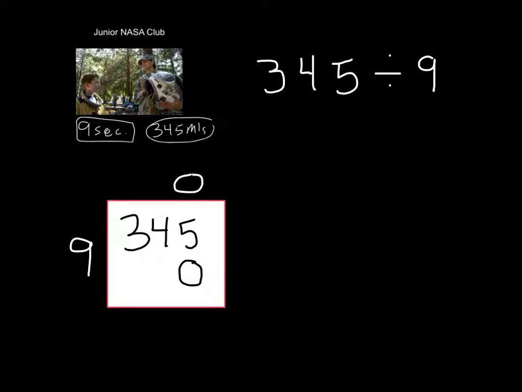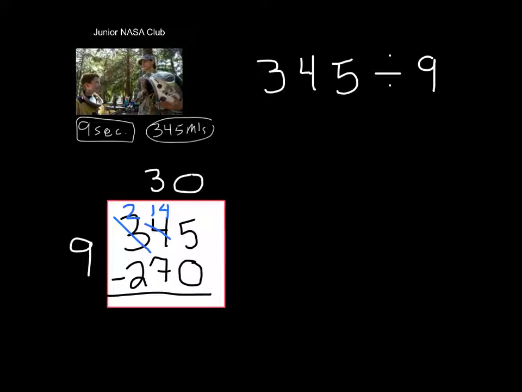So I need to ask myself, what times 9 will give me about 34? And 9 times 3 will give me close to 34. So 9 times 3 is going to actually give me 27. Whoops, I need to go 27 here, right? And then I'm going to subtract that. I'm going to look for any trouble coming. This is fine, but I got a little trouble here because I can't take 4 and subtract 7. So I am going to borrow from here, turn that into a 3, and turn the 4 into 14. And now I certainly can subtract.